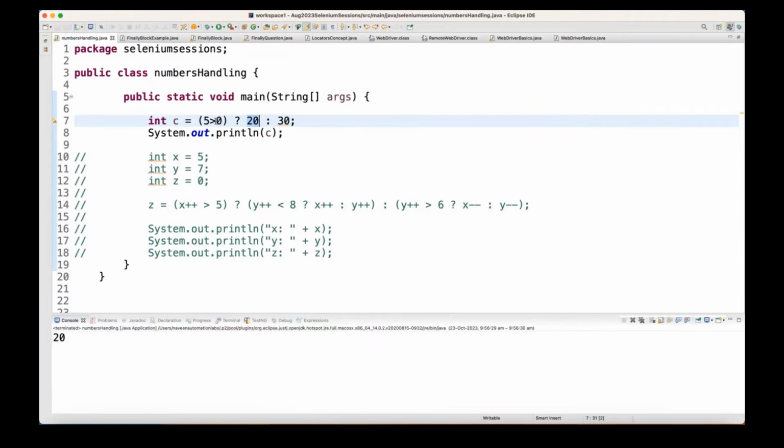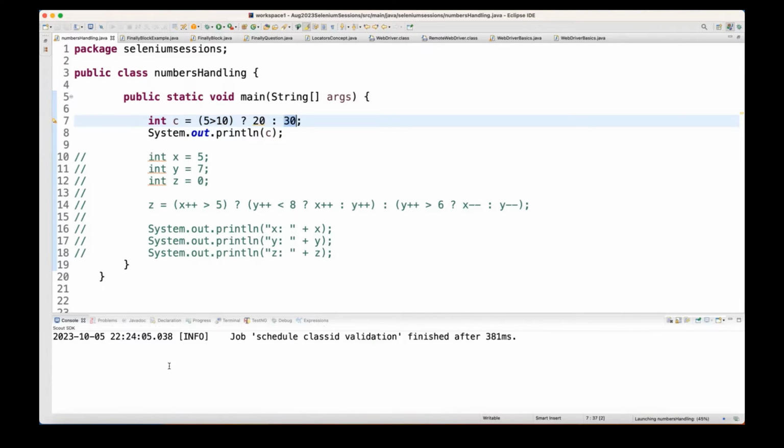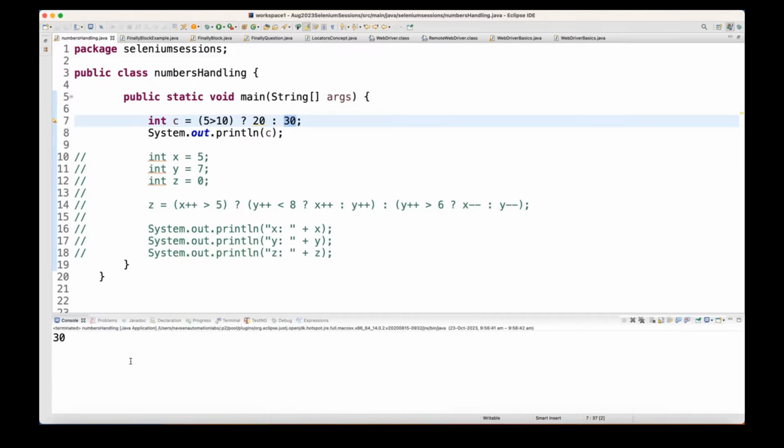But if I'm saying 5 is greater than 10, no, 5 is not greater than 10. This is false, so it will go to part number 2. It means it will go to 30 here, and it is going to print 30. Simple. So exactly the same thing, if you notice here, this is representing a condition.